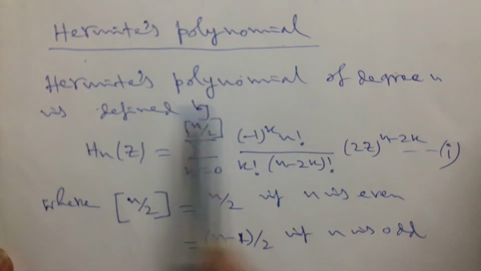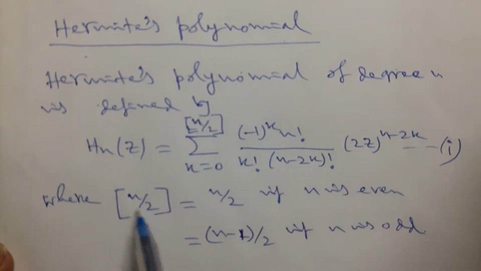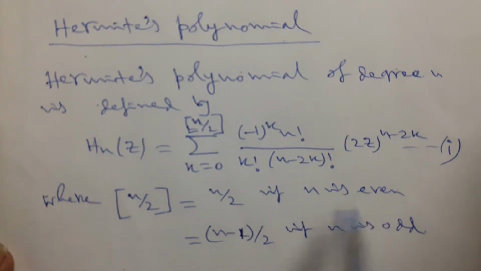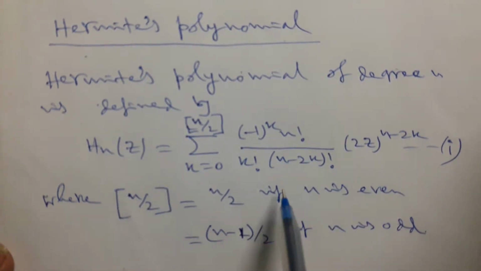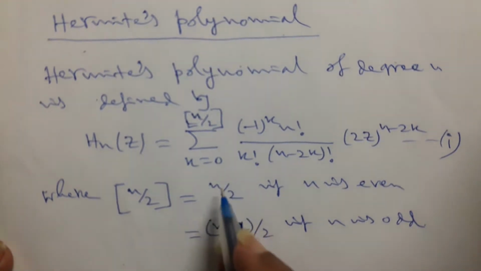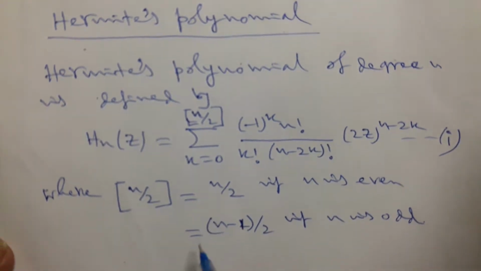Simply, Hermite's polynomial of degree n is given by this, where we consider n by 2 as n by 2 if n is even. That is, the definition of the box here is different. It is not the greatest positive integer, but we use two different branches in this manner by notation: n by 2 if n is even and n minus 1 by 2 if n is odd.